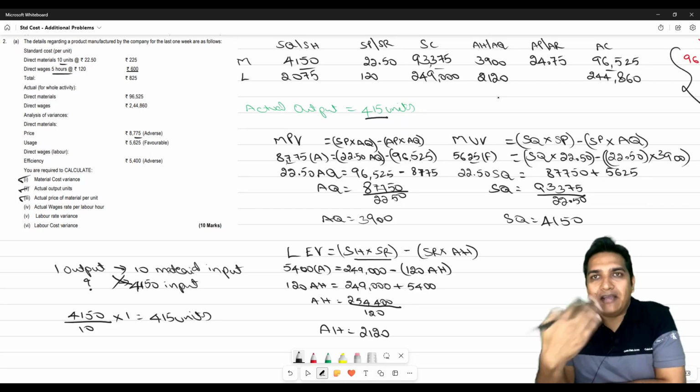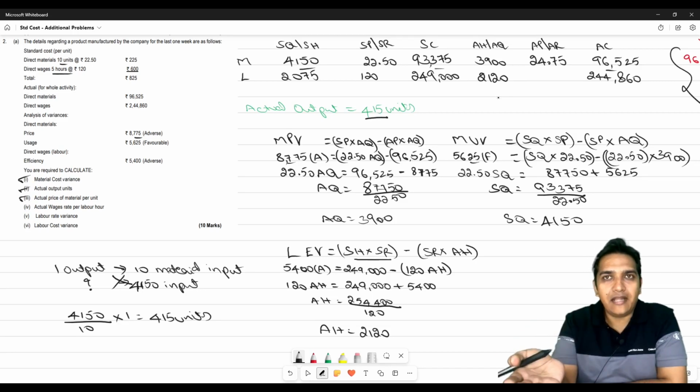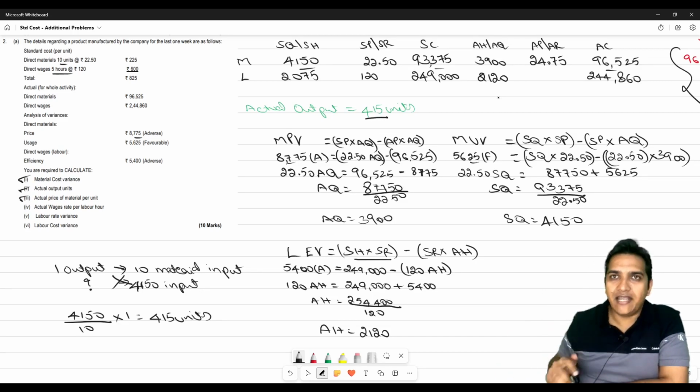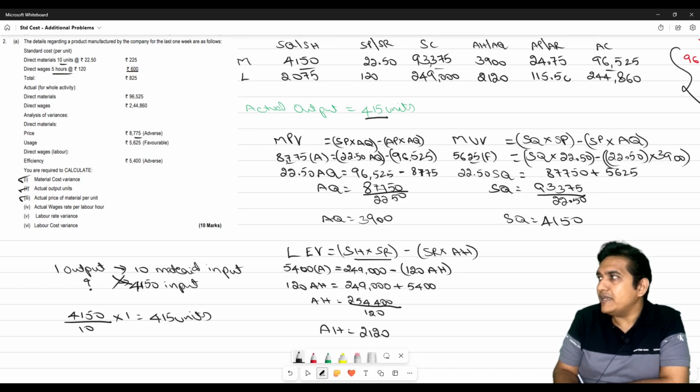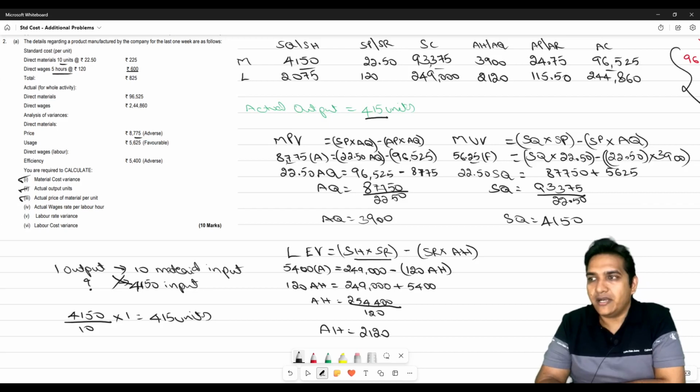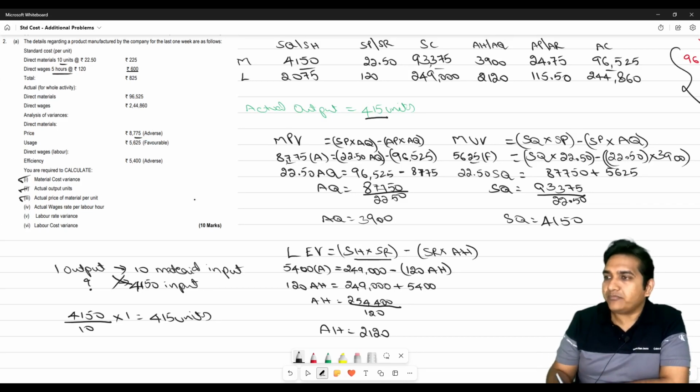Now we have got our actual hours, we have got actual cost, we can calculate what is the actual rate. We have to just take our actual cost divided by actual hours, we get our actual rate. So 244,860 divided by 2120, we get 115.50. This becomes my actual rate, right? So now coming back to the question, it asks us to calculate actual wage rate per labor hour. We have computed it: 115.50.